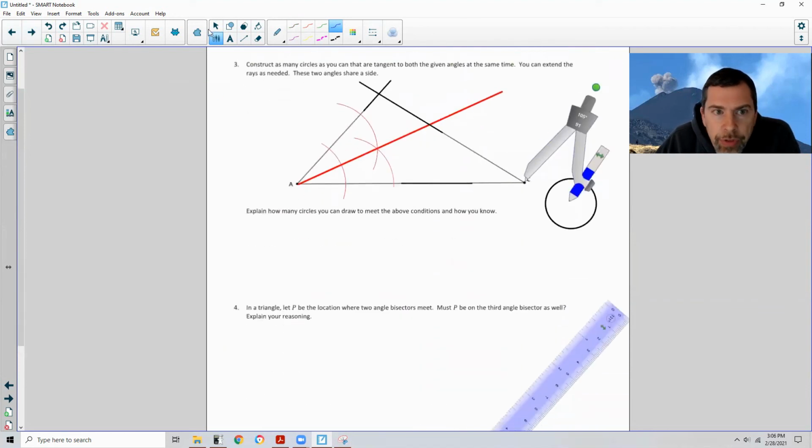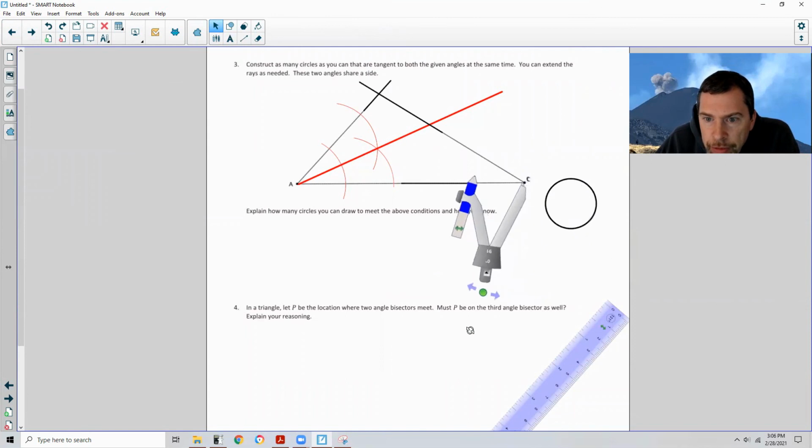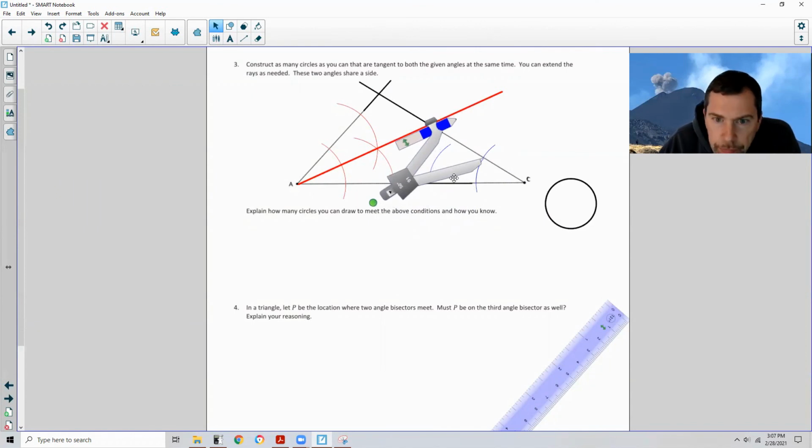Keep forgetting to switch back to arrow to click on this so I can move my compass. There we go. Okay, there's center. Rotate it around so we're in the interior of the angle and draw an arc. Then move this to this point and draw an arc on the interior. Move up to this point here. And draw an arc.